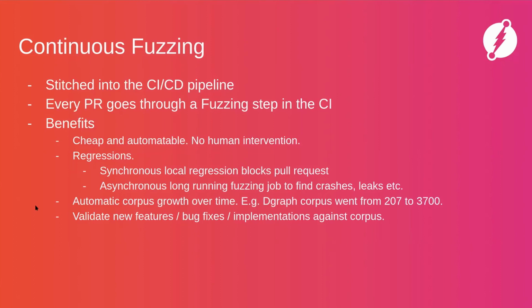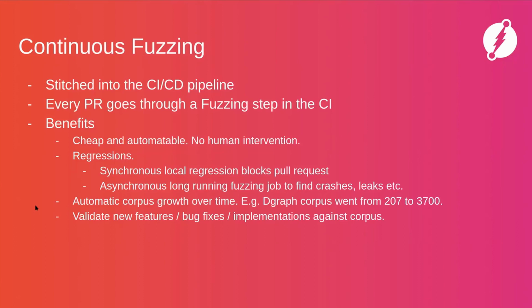I think of it as two types of regressions or two types of issues that it can find. One is the synchronous local regression, which will block your PR. What this means is that the corpus that you have up until now will be used to test the package that you're testing. And this is generally really, really fast.